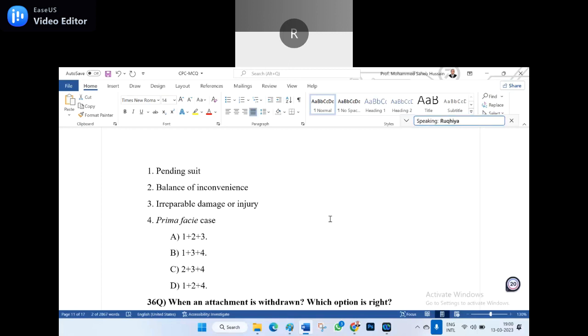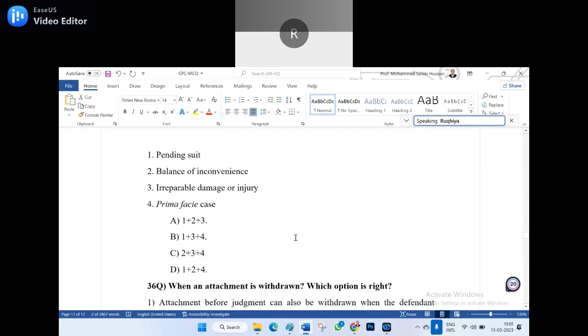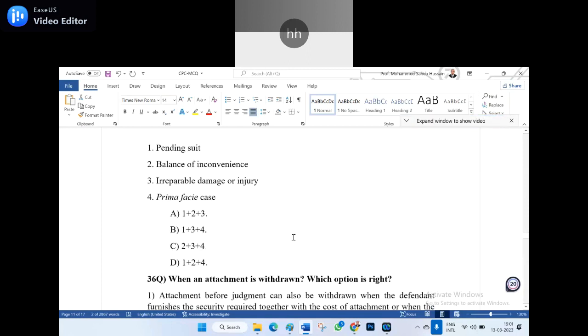And pending suit, I don't know. So 2, 3, 4. Yes, actually it is not balance of inconvenience. So the right answer is 2, 3, 4. Option C. Yes, option C is the right answer here. Yes, you are right, because I committed a mistake, but option C is the right answer here.